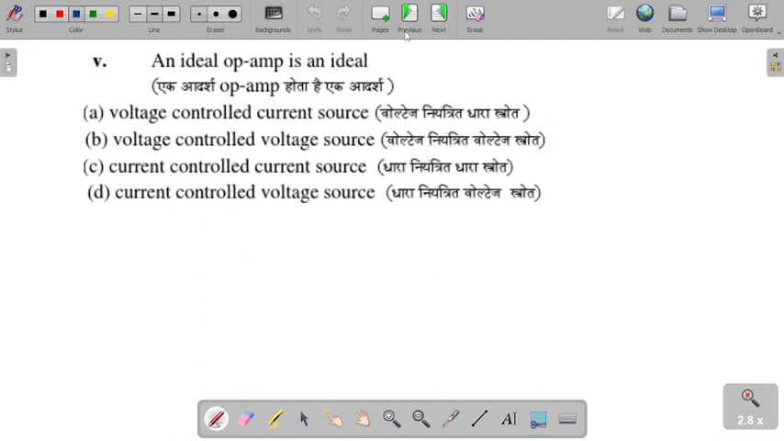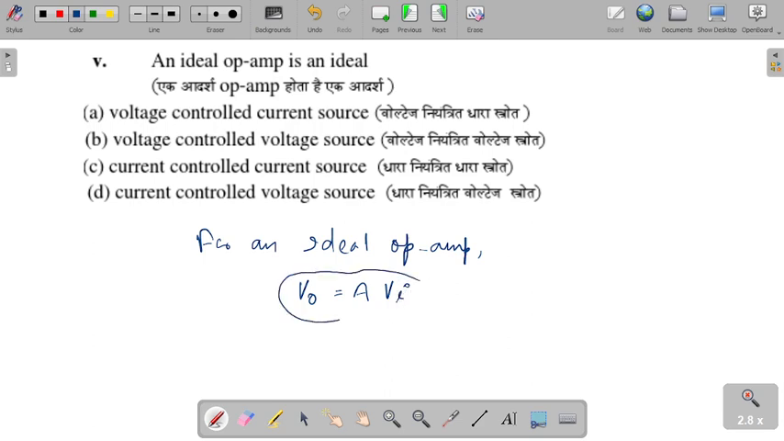An ideal op amp is an ideal. First option is voltage controlled current source, voltage controlled voltage source, current controlled current source, or current controlled voltage source. We know in case of an ideal op amp, output voltage is A into input voltage. So it is which type of source? It is a voltage controlled voltage source. So the right answer for this question will be option number B, voltage controlled voltage source.